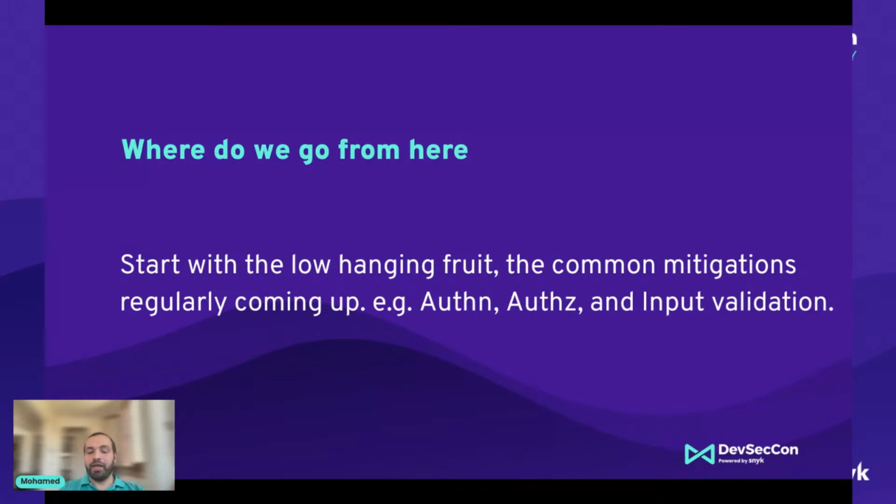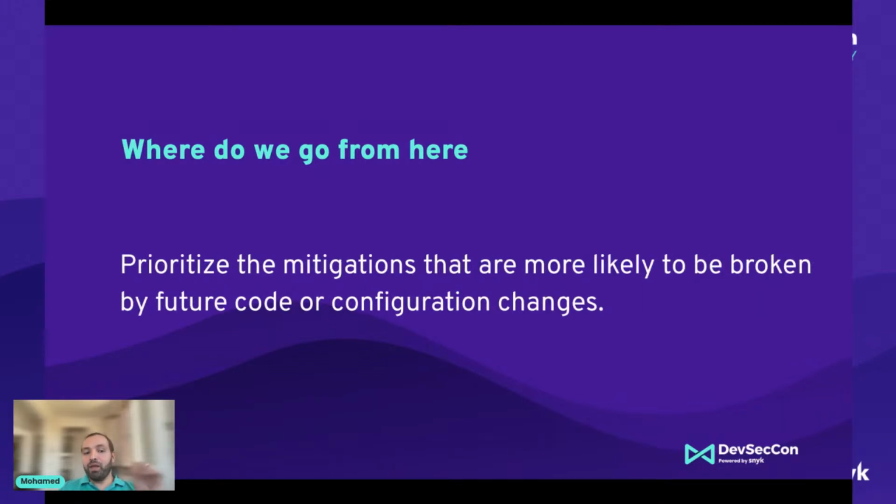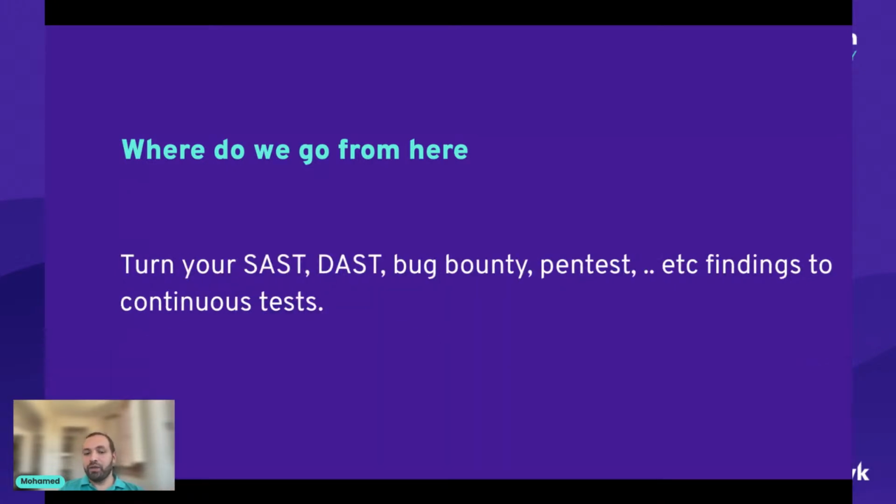But again, at least the most obvious ones, you can always just make them by default part of the testing requirements. Also, prioritize the mitigations that are more likely to get broken in the future, specifically the ones that are in your code. Like, the setup token in Metabase was written in the code. So the things that are related to the code and the configuration files the developers are usually changing, these are the ones that you should be prioritizing because they are more likely to get broken in the future.